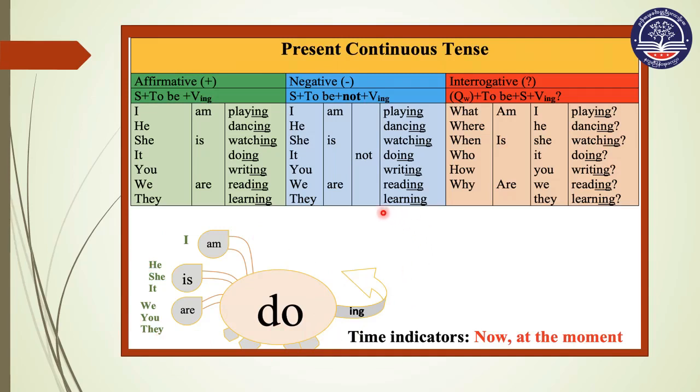So I think it's easy if you remember this diagram. But if you want to know how to make it a negative, you just add the not. And if you want to know how to make it into a question form, remember, you just have to use one of these question words and just reverse the verb and the subject.